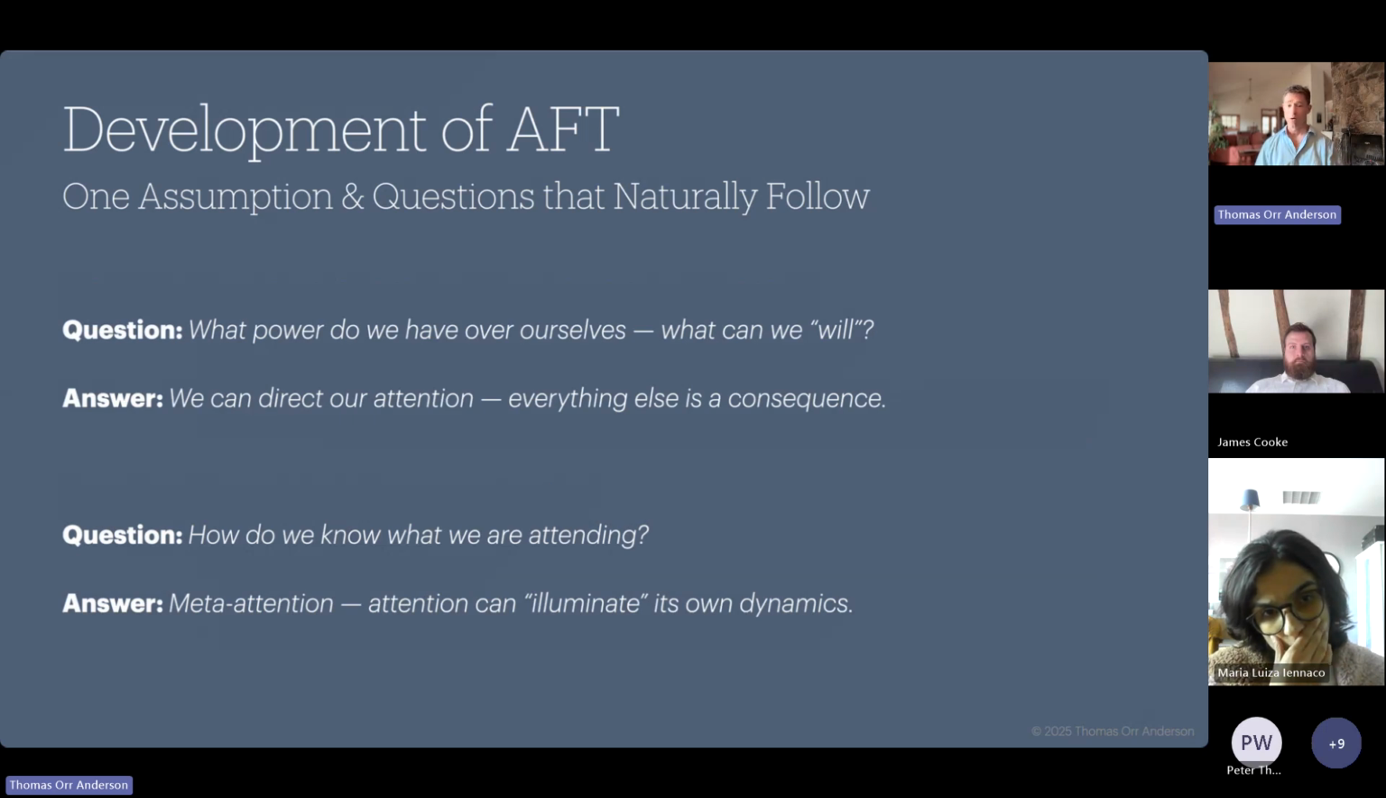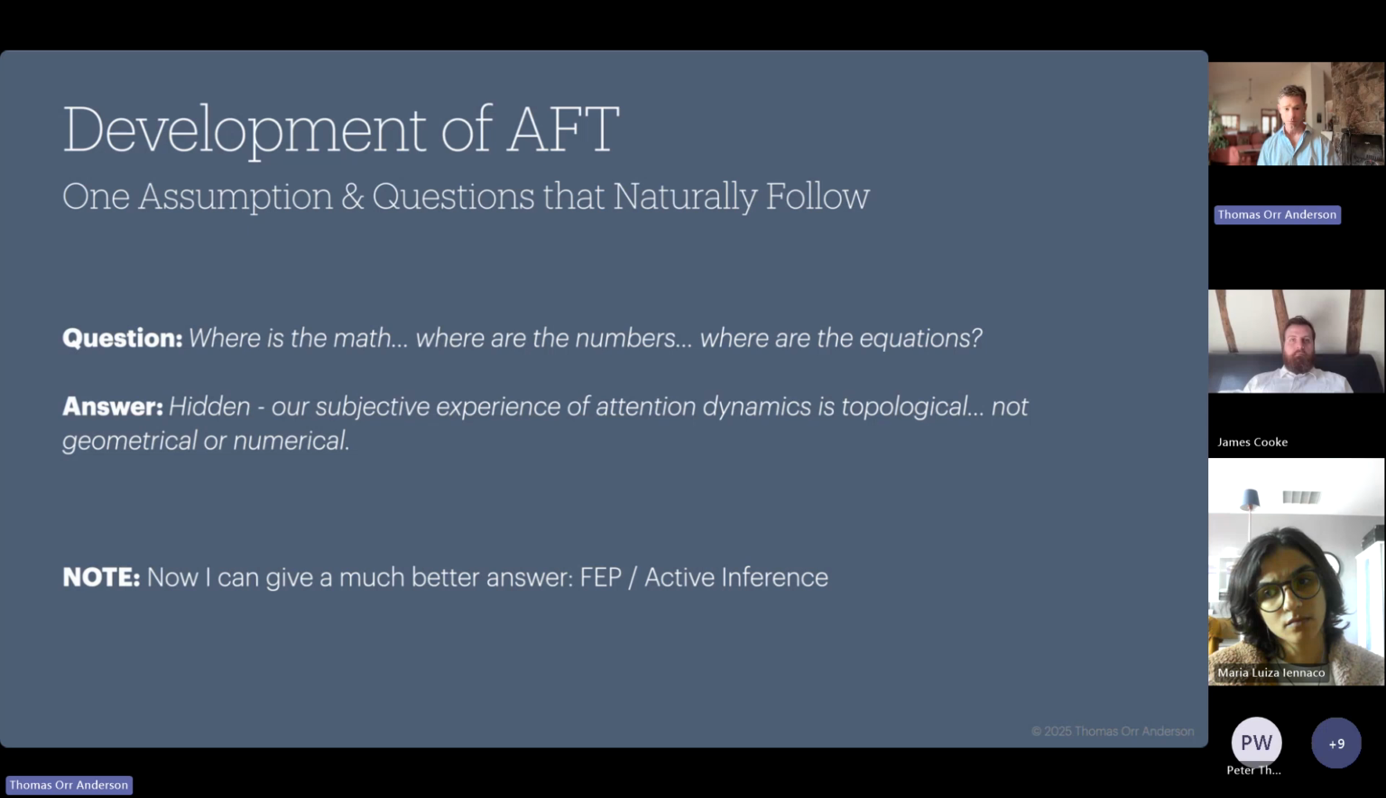Another question, what power do we have over ourselves? What can we will, quote unquote? And the answer I proposed is we can direct our attention. Everything else is a consequence. It's the one power we have to proceed with doing anything we're going to do, is we can in some way or another direct the flow of our attention, more or less. How do we know what we are attending? This requires the notion of meta-attention, or some such thing, that attention can illuminate its own dynamics.